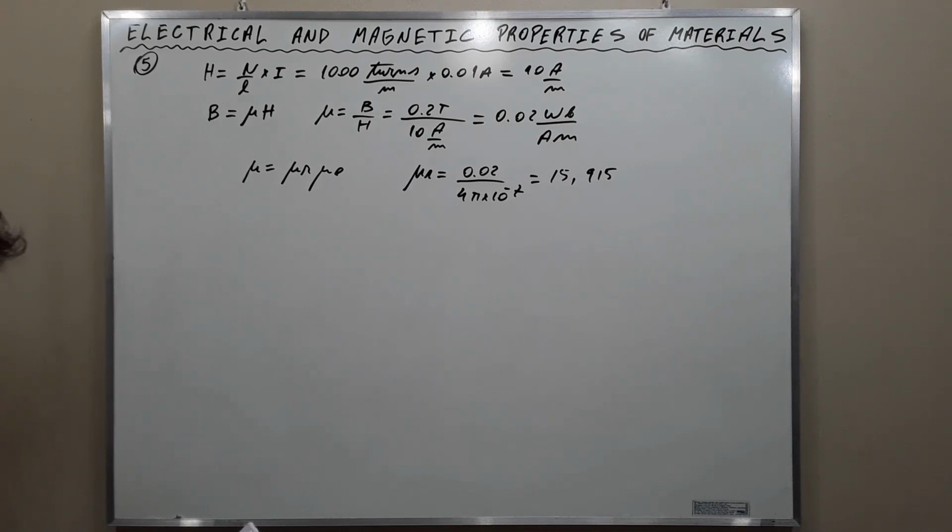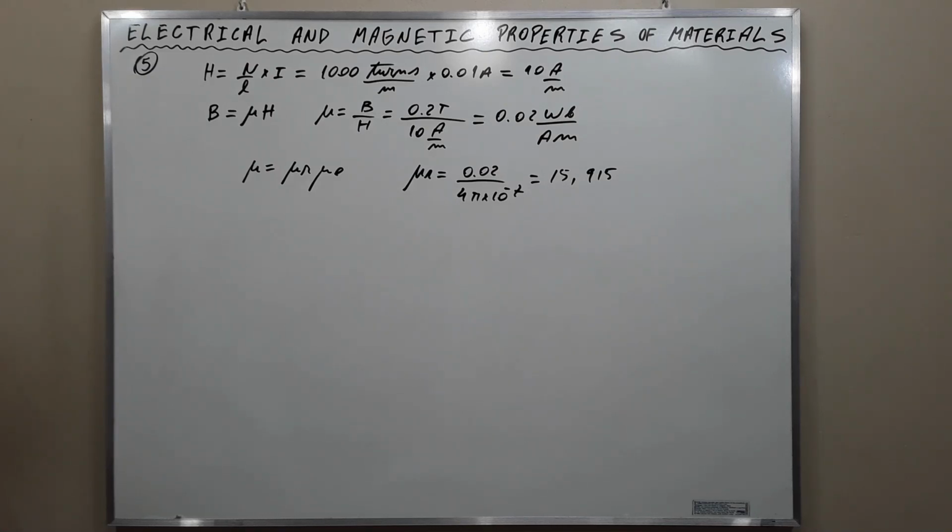The magnetic flux density of at least 0.2 Tesla when a 10 milliamps current flows. Okay? And if we refer to a table, we may observe that the grain-oriented silicon iron has a maximum relative permeability of 50,000 and may represent a good choice for the core material. Okay?